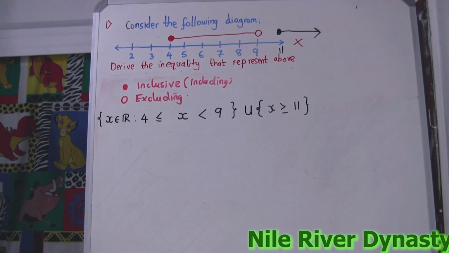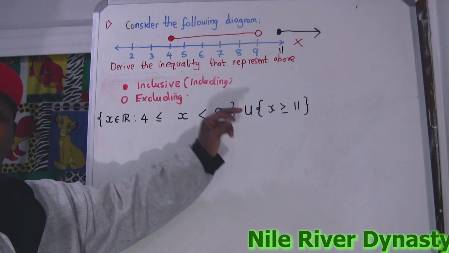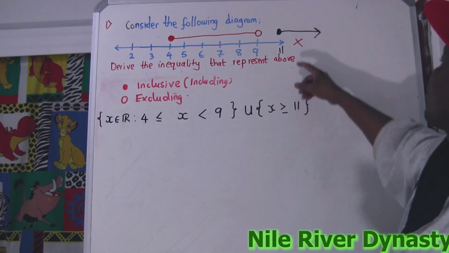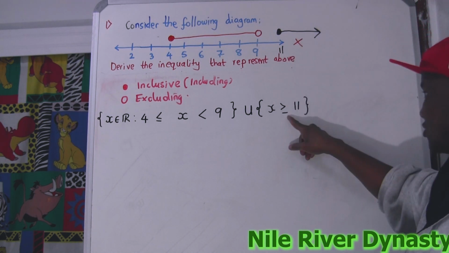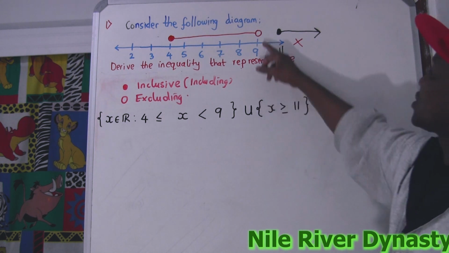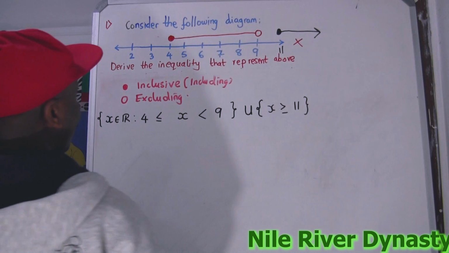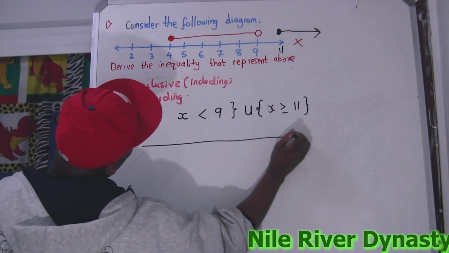x is an element of the real numbers, whereby it starts from 4 all the way to 9. Also, union means or, after that you continue from 11, but this x is greater than 11, including 11. That's why I put including here, but here it was excluding, that's why I put excluding. So sometimes they will give stuff like this, for example. Say, have a number line here.